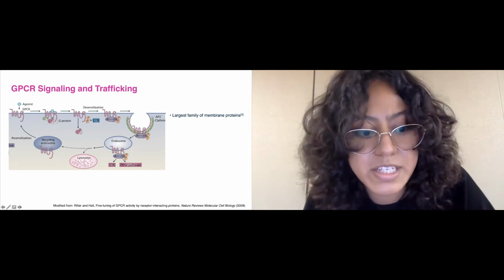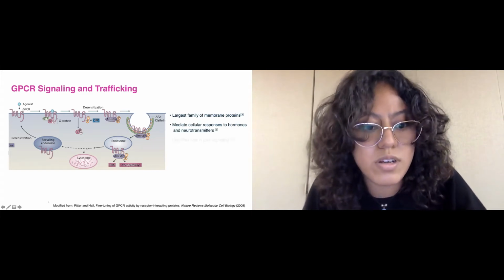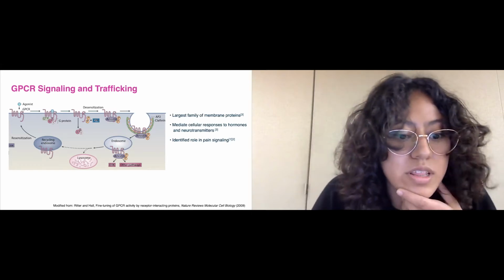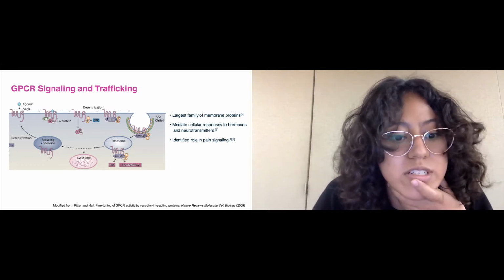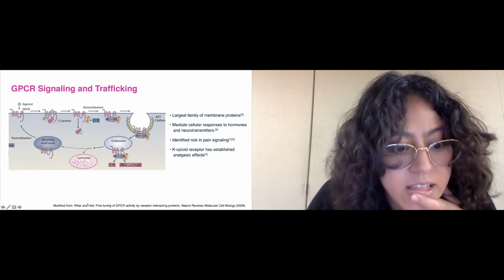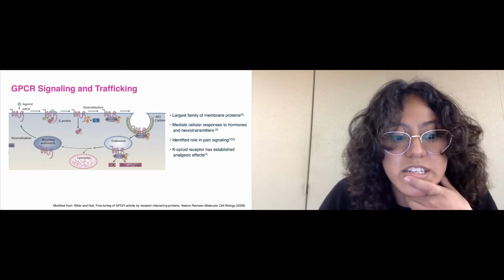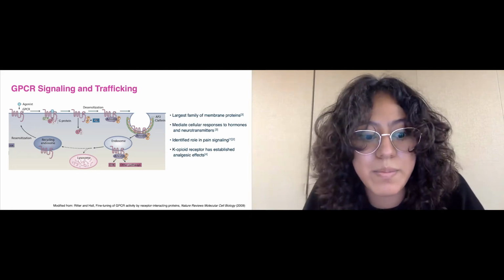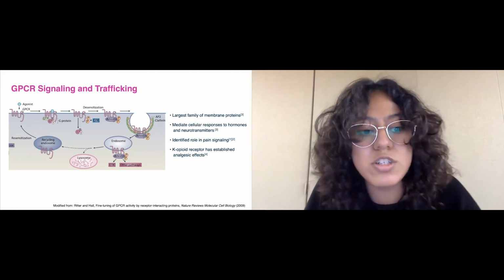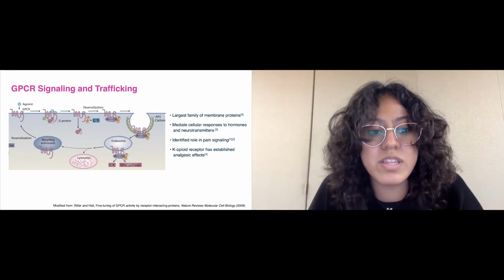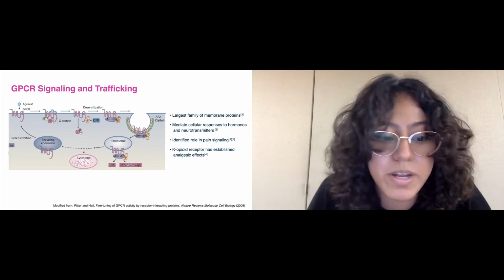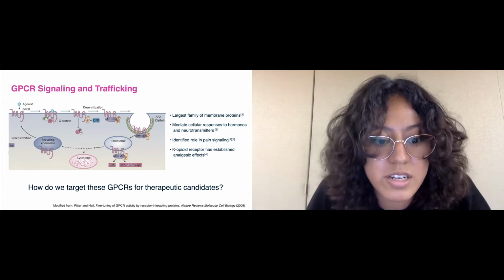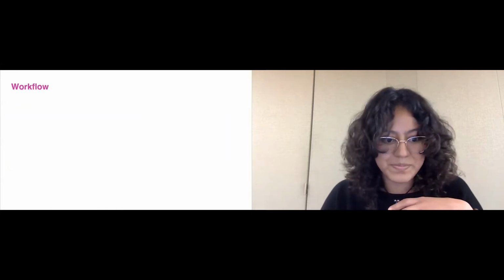And actually, some GPCRs have been identified to be involved in signaling involving pain, one of them being the kappa opioid receptor, which has also been established for its analgesia and is engaged in chronic pain states, including neuropathic pain. So we want to learn its signaling and understand its trafficking within the cell to help us answer the question for the medical community of how we can possibly target these GPCRs as safer alternatives to opioids.